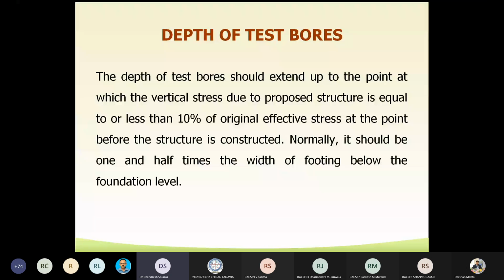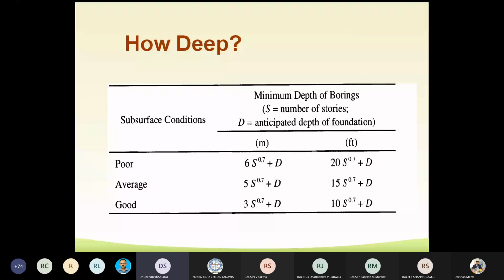However, certain points need to be looked into in some projects while deciding the depth of the exploration. Some researchers have given that if your number of stories has been finalized and you have the anticipated depth of exploration for different soil conditions, you can find out the depth of the borings you are required to keep. You may calculate on the basis of these equations for the different soils. It indicates that in the case of good soils, the number of borings required is less, whereas in the case of poor soils, the number of borings required is more.